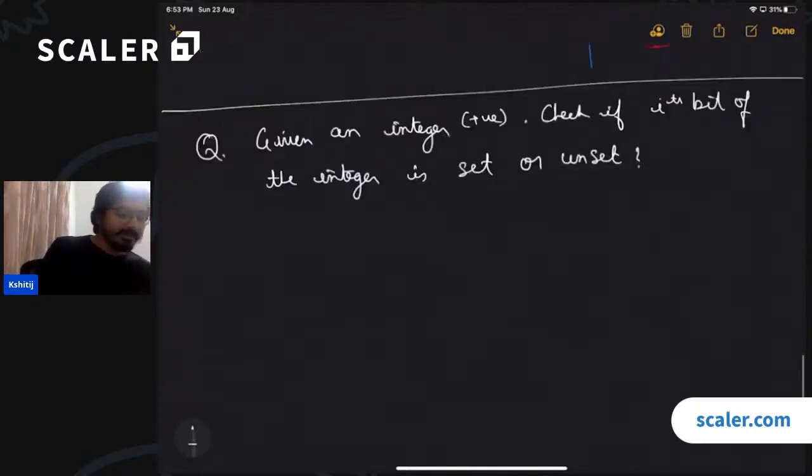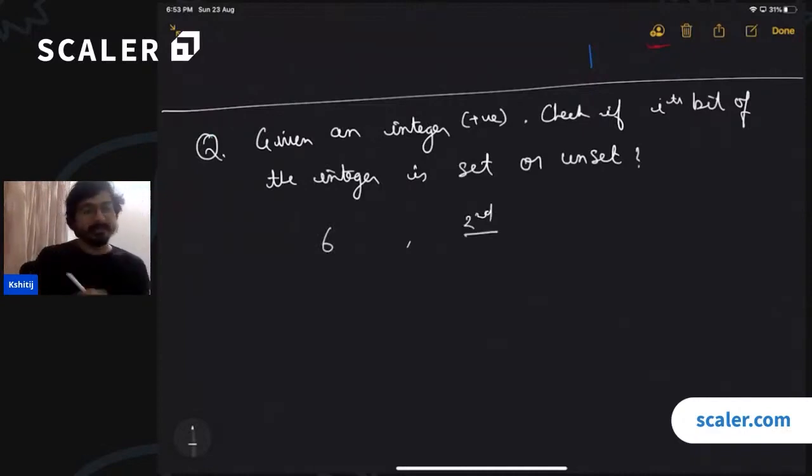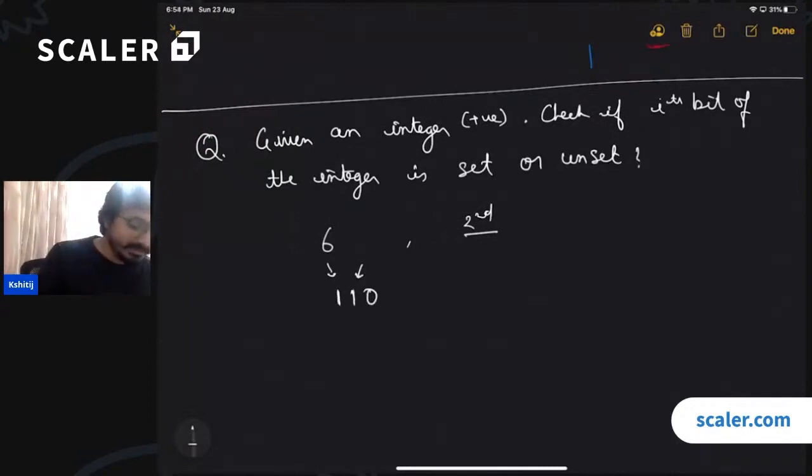Let us say that the number that is given to us is 6, and we have to check whether the second bit is set or not. So what is 6 in binary? 6 in binary is nothing but 1 1 0. What is the second bit? Second bit is this bit, and I have to check whether this bit is set or not. How can we do it?